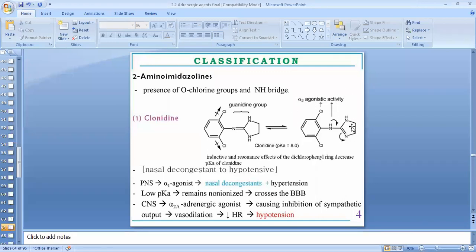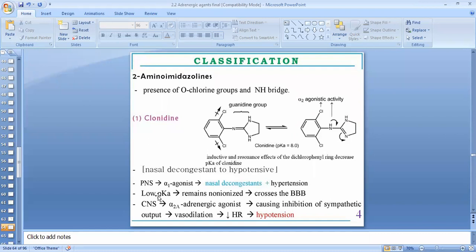agonistic activity. See, प्रत्येकाचं contribution different आहे या ring मध्ये. This imidazoline ring, then this is the nitrogen bridge, and this presence of halogen substituted aromatic ring will give what type of action? Alpha 2 agonistic action. So it is also used for the nasal decongestion and for the treatment of hypotensive disorder. Then primarily it is used as an alpha 1 agonist, that is nasal decongestion.